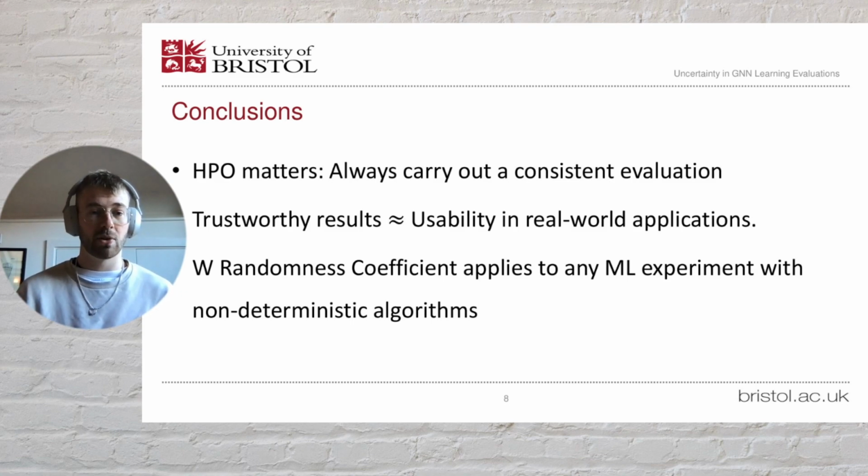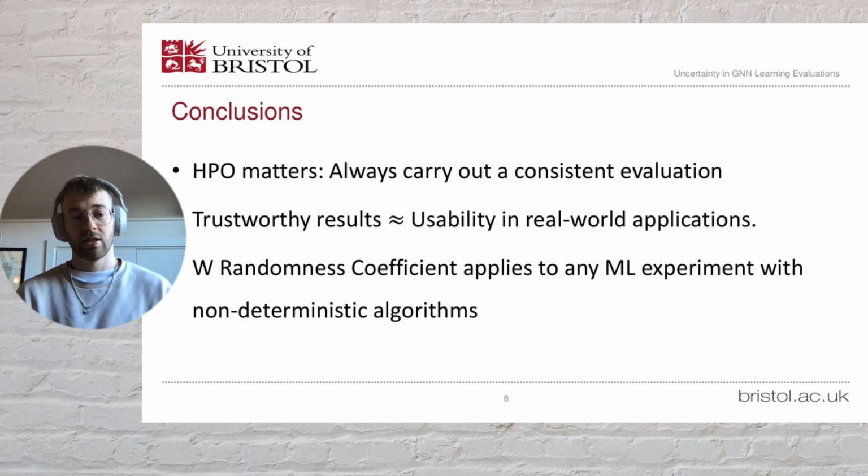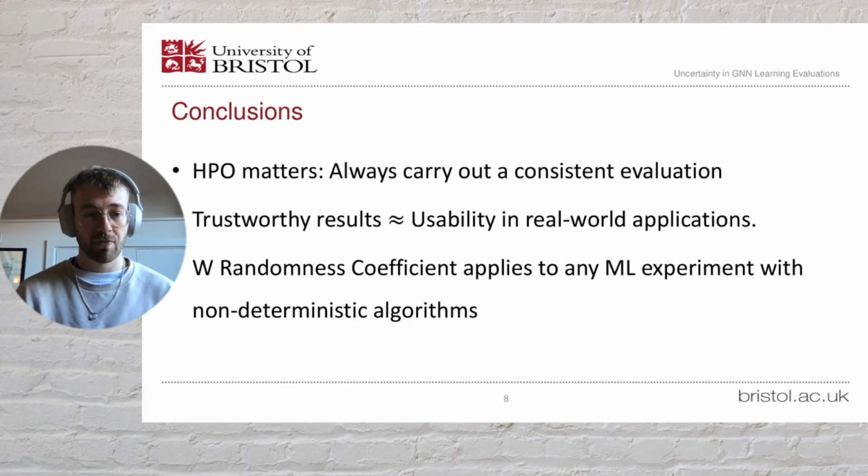Using our W randomness coefficient, we can quantify exactly how consistent our results are across random seeds, which leads to trust in the results, and from there, usability in real-world applications. This coefficient can be used for more tasks than just community detection. We can use it for any graph task you like, any large language model evaluation, or going back to the good old basics of sentiment analysis and object detection.